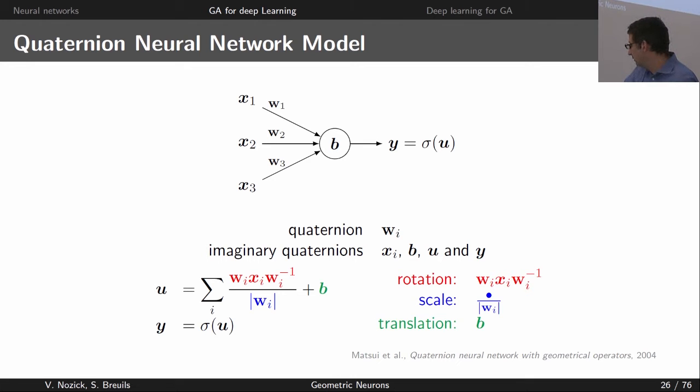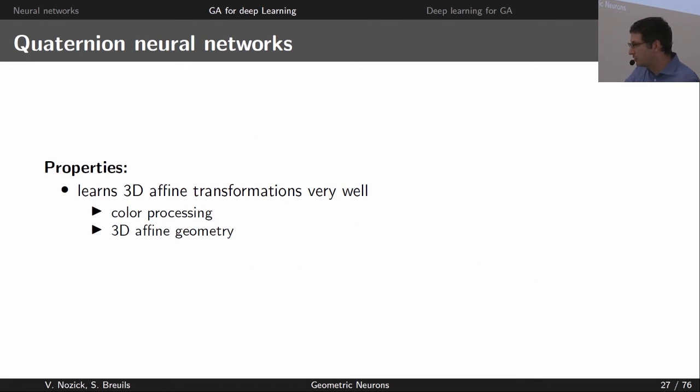3 properties. Well, just to be more precise, it looks adapted for 3D affine transformations that could be, for example, color processing or 3D affine geometry. So for sure, it will give some interesting result for this. Okay. So complex number Quaternions.